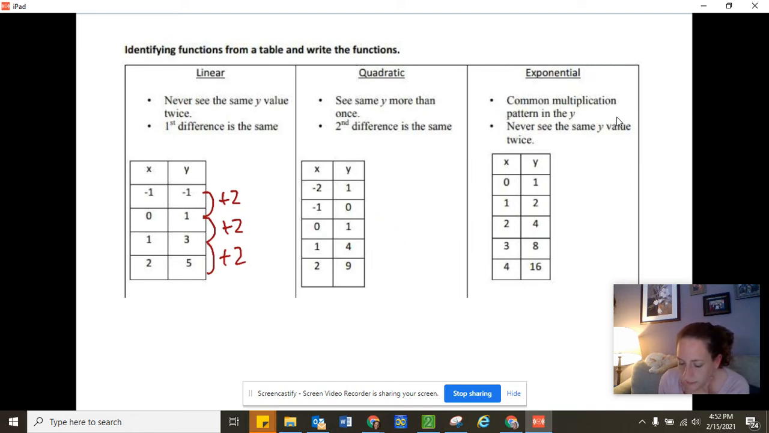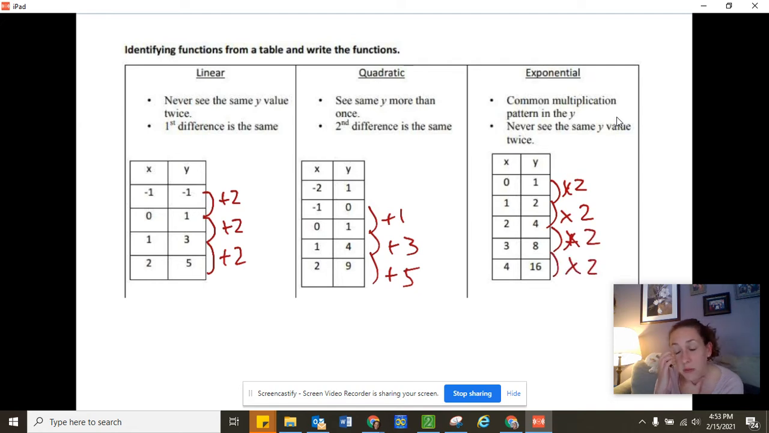With exponential, what ends up happening is there's a multiplication pattern. Like here, the pattern was +1, +3, +5. So you're adding a different amount each time. But here, you're multiplying by something. From 1 to 2, that would be times 2, and then you would multiply by 2 again, and then multiply by 2 again, and multiply by 2 again. So you're multiplying by the same thing every time.